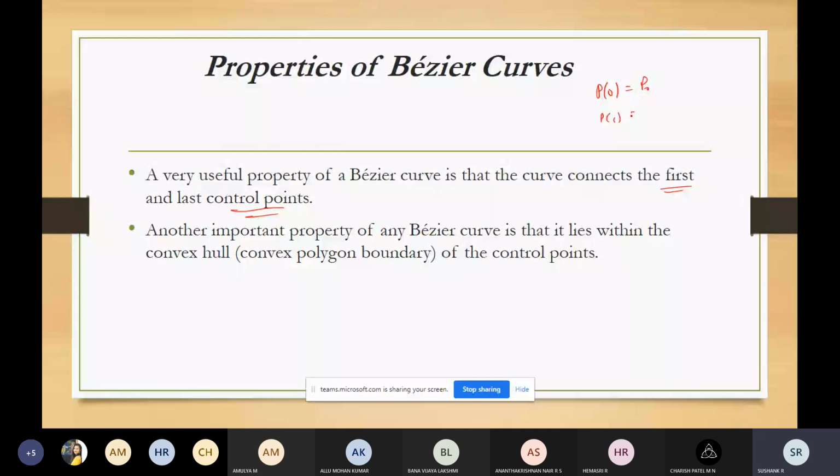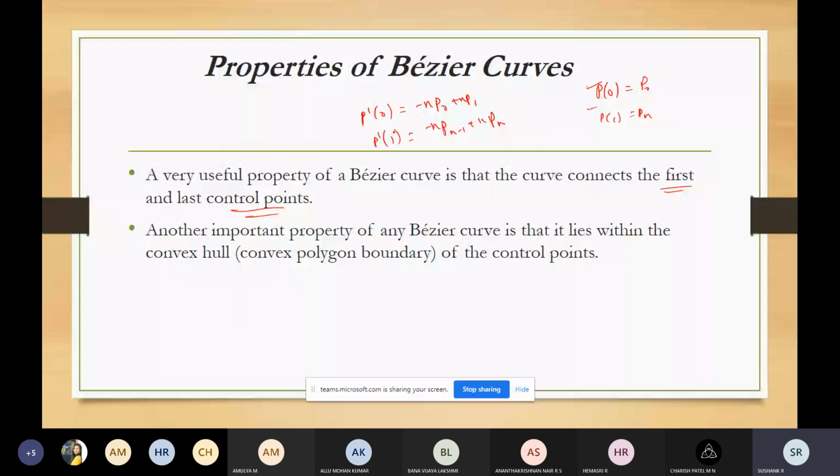And the parametric value for the first derivative of this curve can be calculated from the control points, like p dash of 0 is equal to n into p1 minus p0, and p dash of 1 can be calculated as n into pn minus p of n minus 1. So using these formulas, you can calculate the derivatives of the Bezier curve also. And this is the first order derivative.